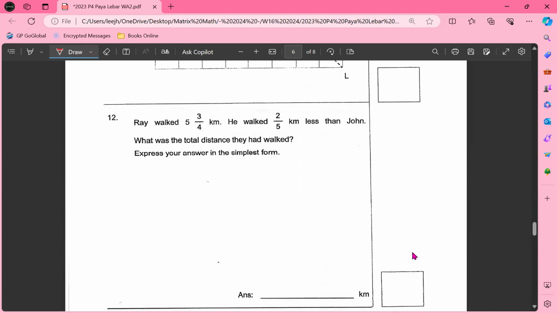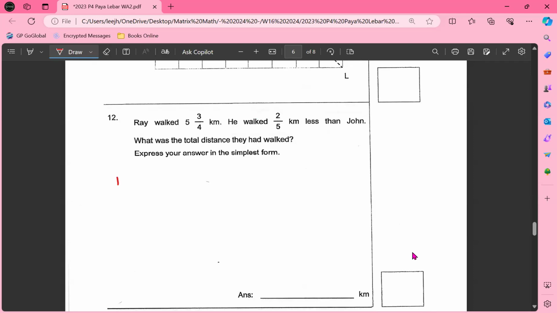Ray walked 5 3/4 kilometers. He walked 2/5 kilometer less than John. What was the total distance they have walked? Express your answer in the simplest form. So you just write down Ray is 5 3/4 kilometers and he is less than John.